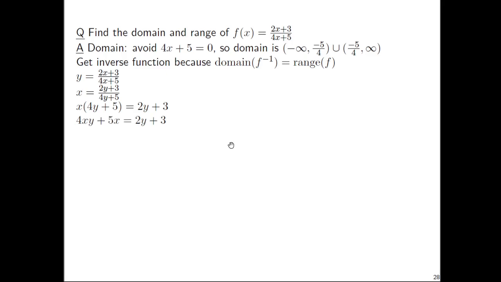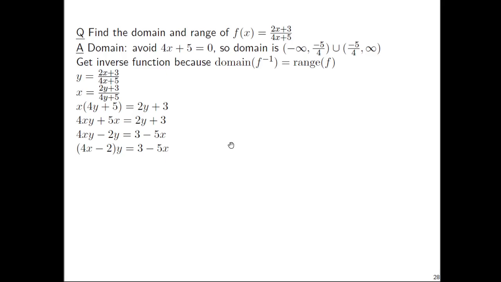We're trying to solve for y, recall, so let's get all terms with y on one side and all terms without y on the other side. So 4xy minus 2y equals 3 minus 5x. Okay, now that we have all terms with y on one side, what do we do? We need to factor out y. So (4x minus 2) times y outside parentheses equals 3 minus 5x.